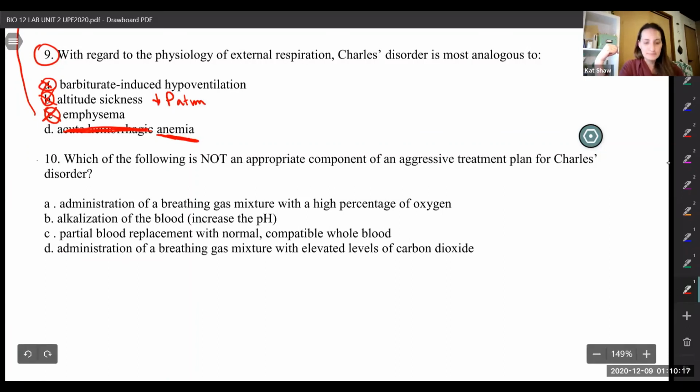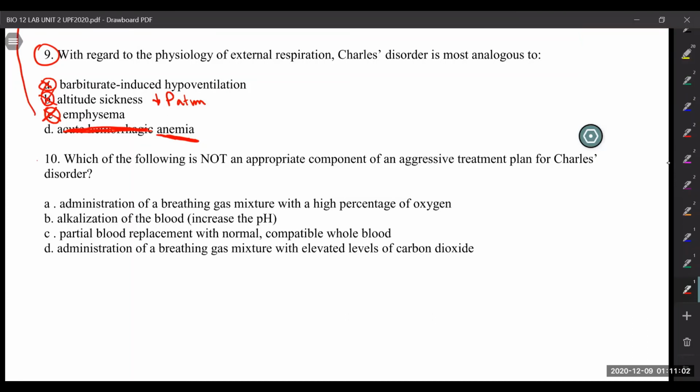Question number 10. Which of the following treatments here is not an appropriate component of what would be an aggressive treatment plan for Charles's disorder? What would you not want to do for him here? It would be a bad idea, and by bad idea, I mean it would only make his condition worse. B, alkalization of the blood, so increasing the pH. That's not an appropriate treatment.